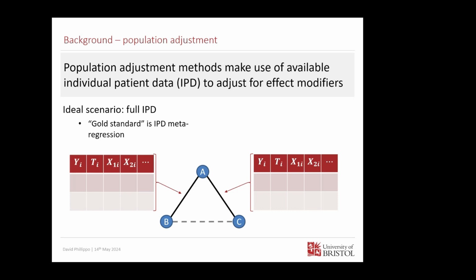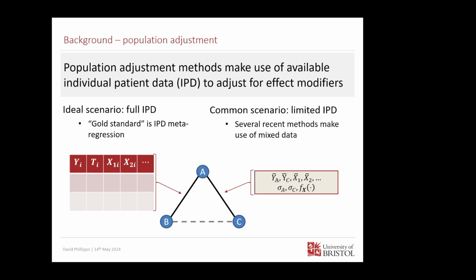But in reality, this is often not the scenario that we're faced with. Much more common is that we have limited individual patient data. So we have IPD from one study, but only published aggregate data from other studies. So this might be the mean outcomes on each treatment arm, and then the baseline covariate values.